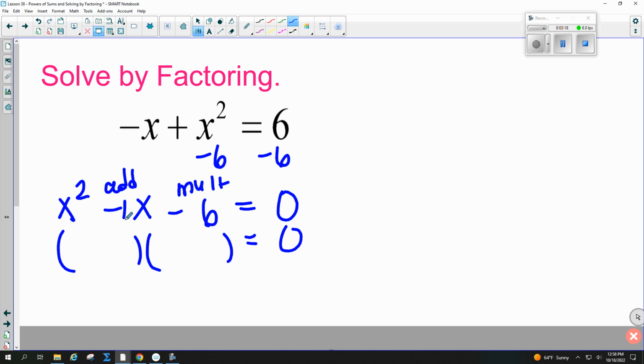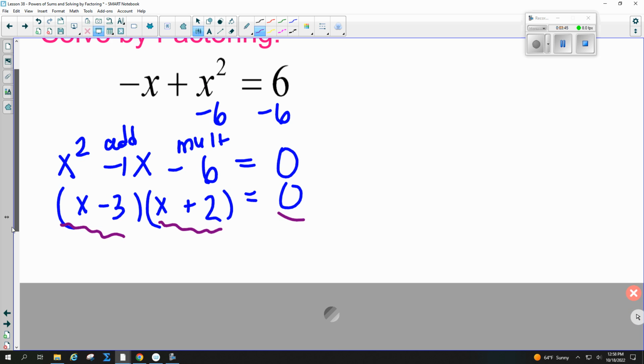Yep, Clayton? Exactly. Negative 3 and positive 2. Those are my factors. Now we do the extra step where we solve. So what this is saying is that something times something equals 0. If I'm doing something times something equals 0, one of those has to be 0 in order to get 0 when you multiply. So what would give me 0 here?